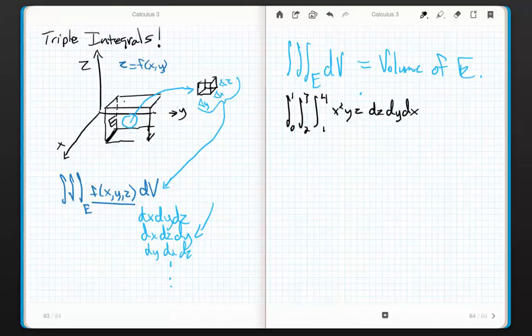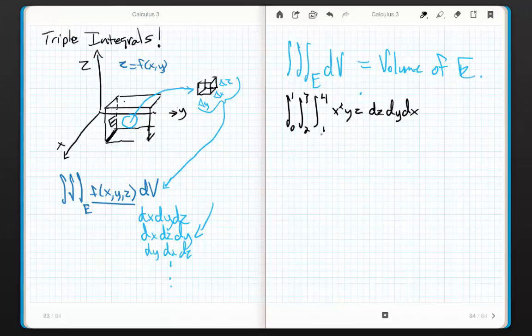The limits from 2 to 3 are for y, right? And the limits from 0 to 1 are on x, right? And also remember that Fubini is completely in effect. So if I want to reorganize these, I can do all kinds of things. And because this thing is a product, remember what we're allowed to do. If I want, I can do what, well, you tell me, what can I do?